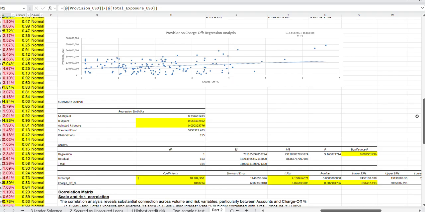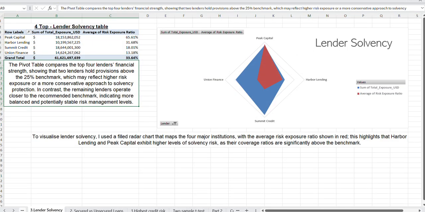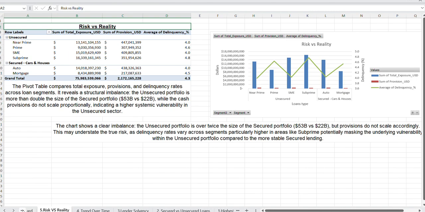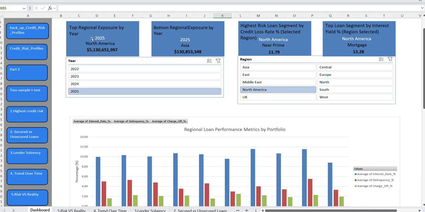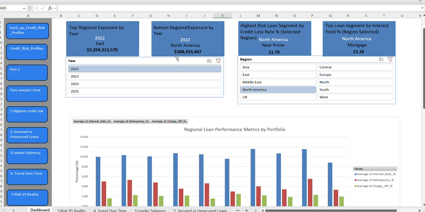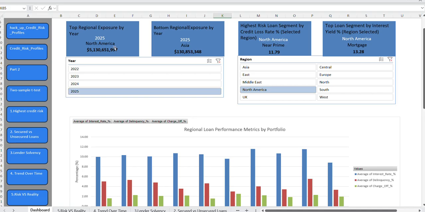Now let's look at our dashboard. The dashboard shows most money gone out and least money gone out, by year. East is the most money, North America was the least money in 2022. In 2025 North America had the most money going out, and Asia here has the most written off debt and most interest rate, by region now.